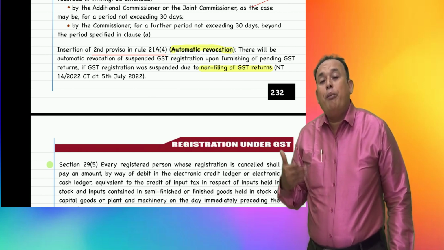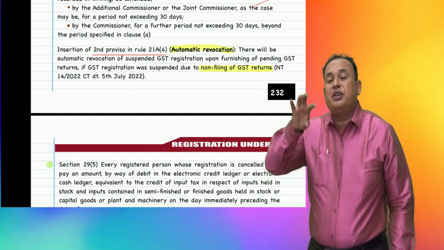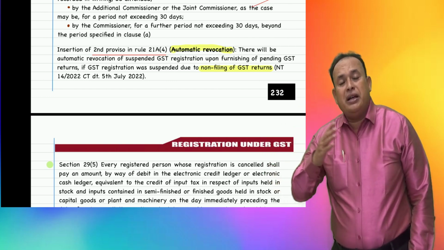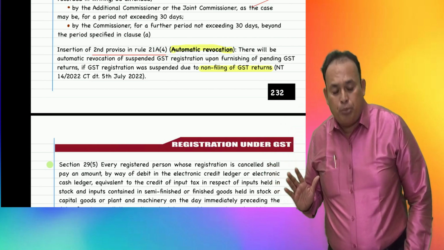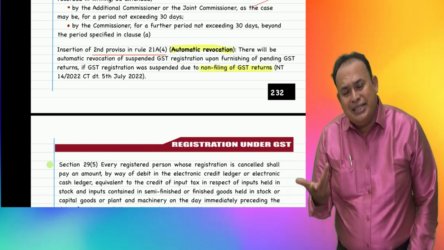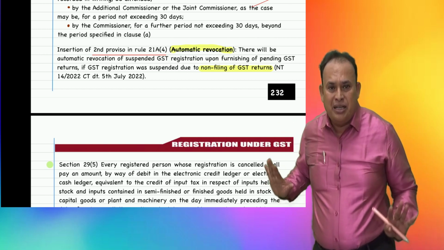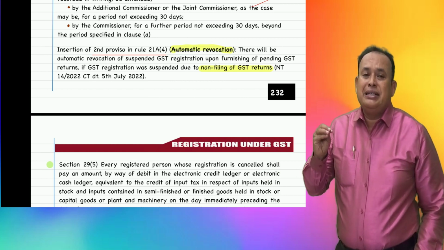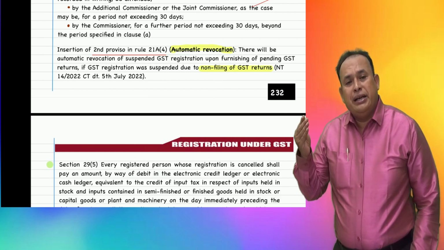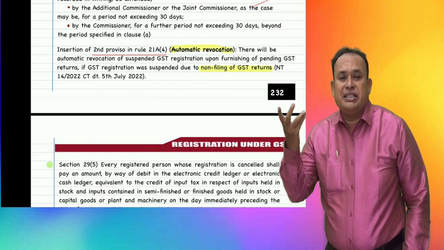So automatic revocation takes place only when there is a suspension of registration due to non-filing of returns. Now I file the returns, all the returns I filed properly, but belatedly. Wherever the tax is liable to pay, I paid with the interest wherever required, and penalty also paid. All has been properly done. In that case, my suspension will automatically disappear, and my registration will pop up in the network portal as a valid registration.